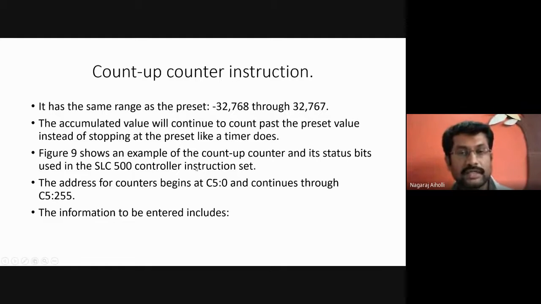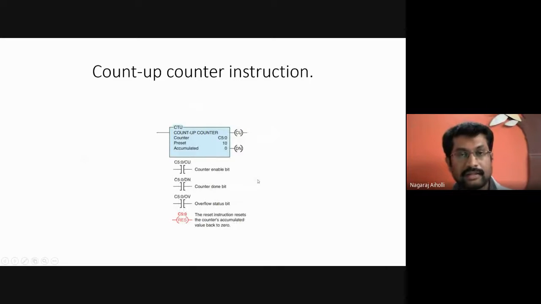The next figure shows an example of a count up counter and its status bits used in the SLC 500 controller instruction set. Let us look into that figure. A simple diagram for the count up counter block instruction. Counter is C5:0. Preset value is 10. Accumulated value is 0. It goes up till the preset value 10, and then the done bit will become high. C5:0/CU is the counter enable bit, to enable the up counting.